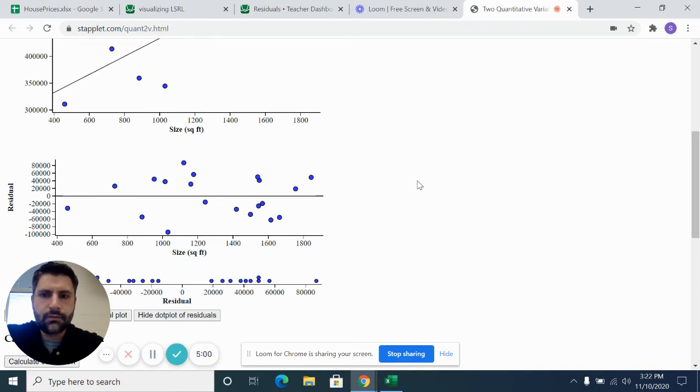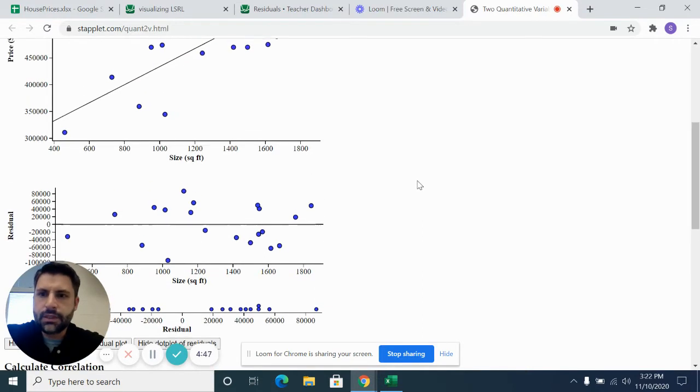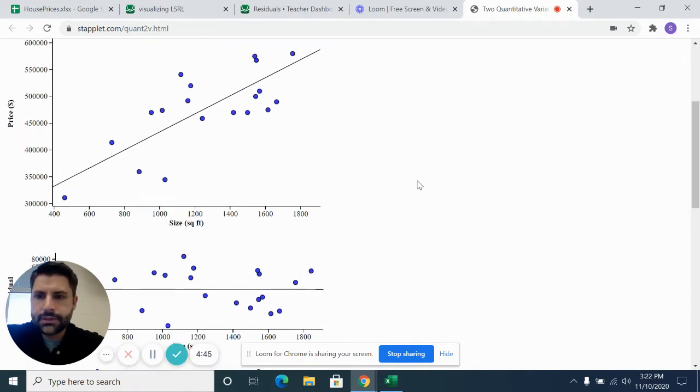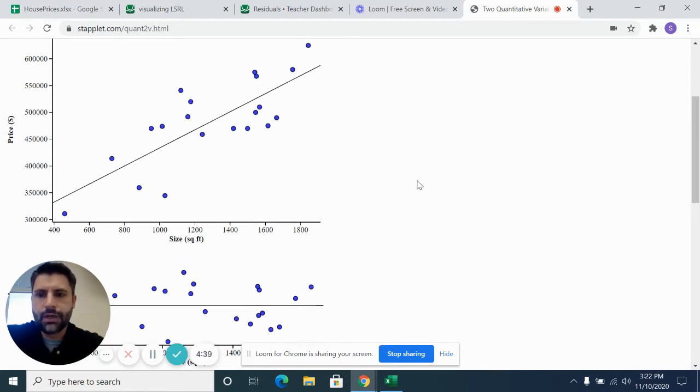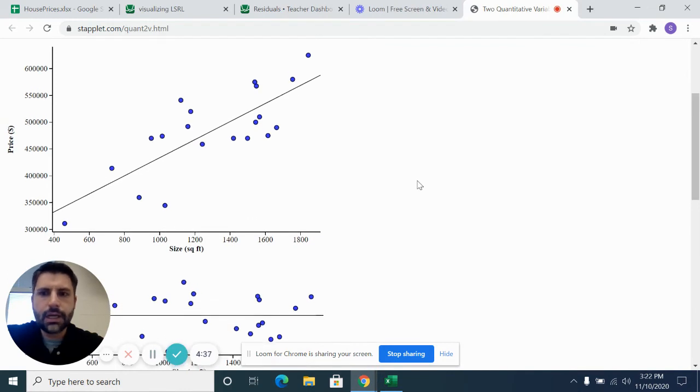We have recently looked at residual plots, and I want to use that to take things a little bit a step further and look at the standard deviation of the residuals to clarify any issues that we have with that. So a recent activity we did dealt with the study of the size of a house versus the price of a house in a town in California.